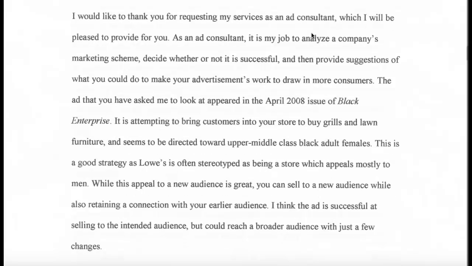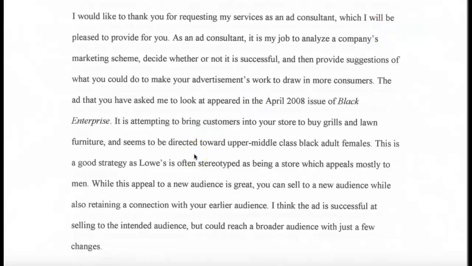You're going to have an introductory paragraph which introduces you. Who are you? What are you doing? For this paper, you are working as an ad consultant. So you've been hired to look at the ads for the company and basically give them an idea of how their ads could be better. Your main point in this paragraph is to give some context, tell them why you're writing to them, what your job is, what the purpose of the essay is.